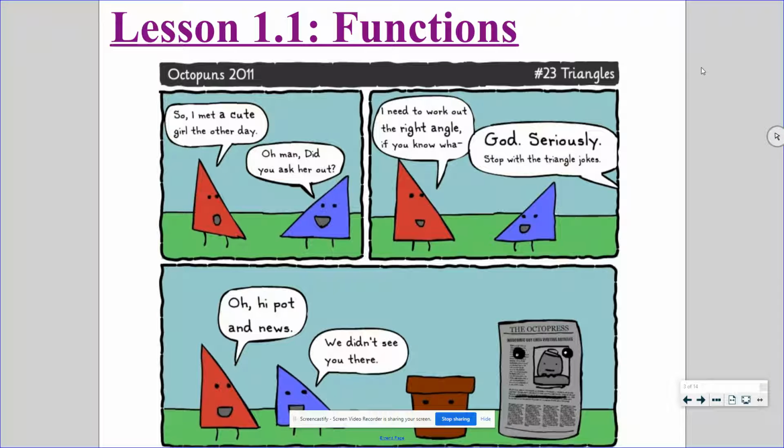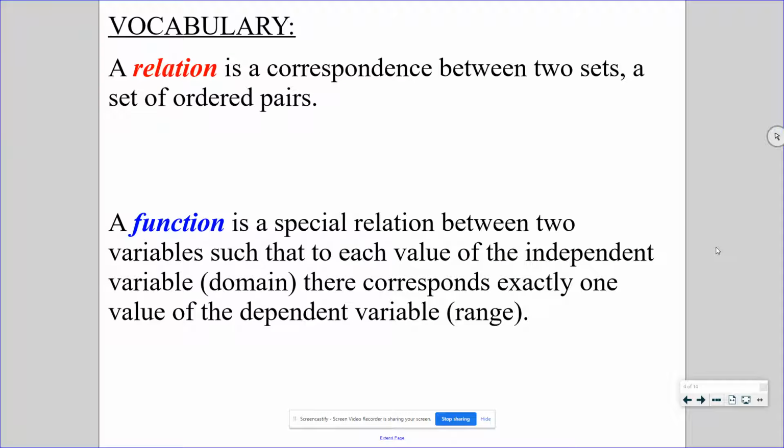All right, here we go. So lesson 1.1 is about functions. The first part of this lesson is going to be review of old stuff, and then we'll get into some new things. So review. A relation and a function are two things that are very closely related.